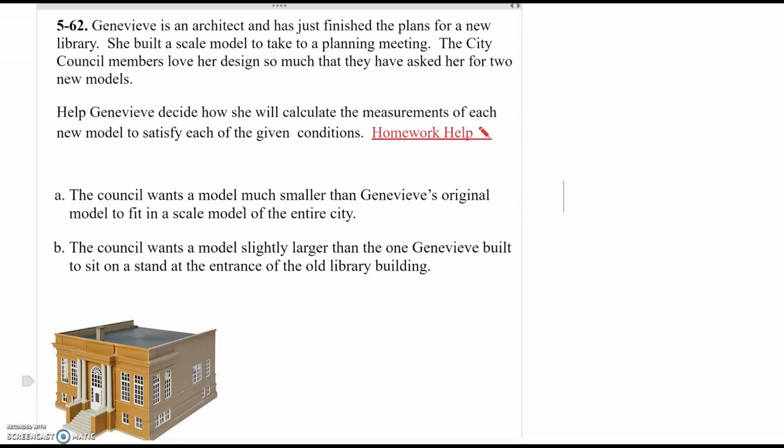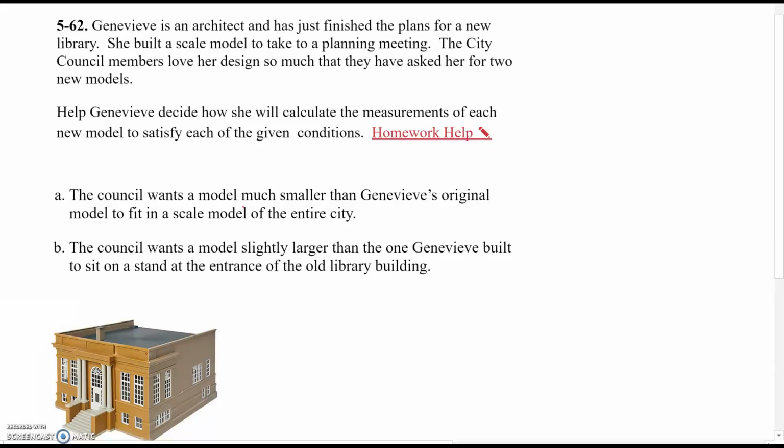This problem is chapter 5, and it is a problem about scale models and what multiplier you could use to enlarge or reduce a model. So we were talking about Genevieve, an architect, who finished her new plans for a library. I have it down here. Here is her scale model of a library that she's going to build.